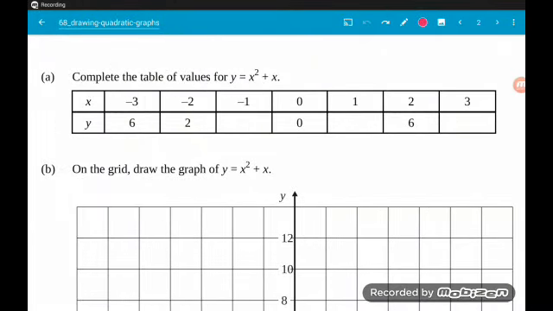Okay, question 1 then. We want to complete the table of values for y equals x squared plus x. Remember, an equation like this is a recipe. This tells us how to get our y value when we know what x is. Our first missing value in the table is y when x equals minus 1, so we're substituting minus 1 into x squared plus x.